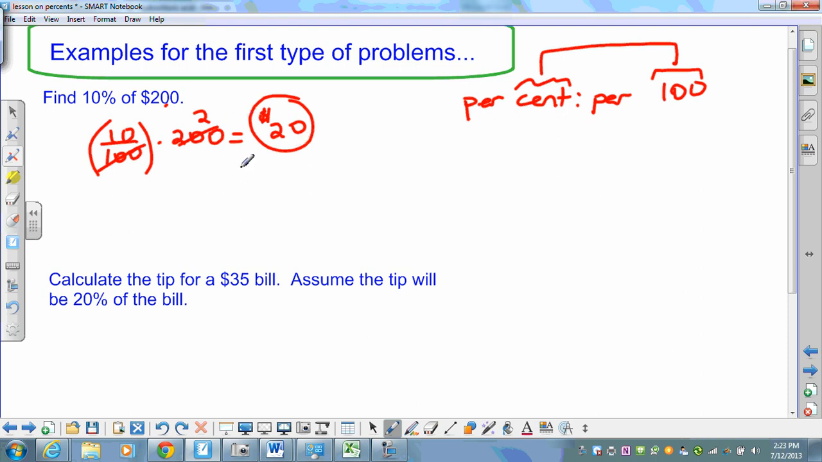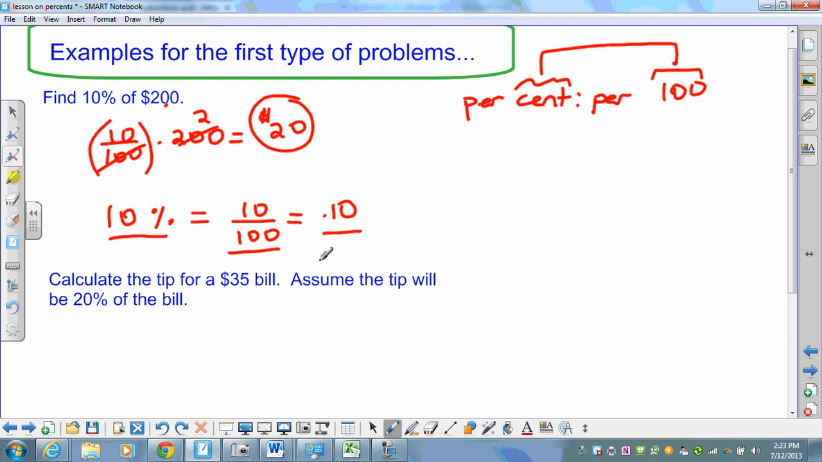Now, it's important to realize that 10% can also be written as 10 over 100. And as a decimal, that same value, if you put this in a calculator or do it in your head, anything divided by 100, you move the decimal 2 units to the left. As a decimal, it will give you 0.10. So 10% can be written as a fraction like this and as a decimal like that. In this situation, 10% of 200 was equal to $20.